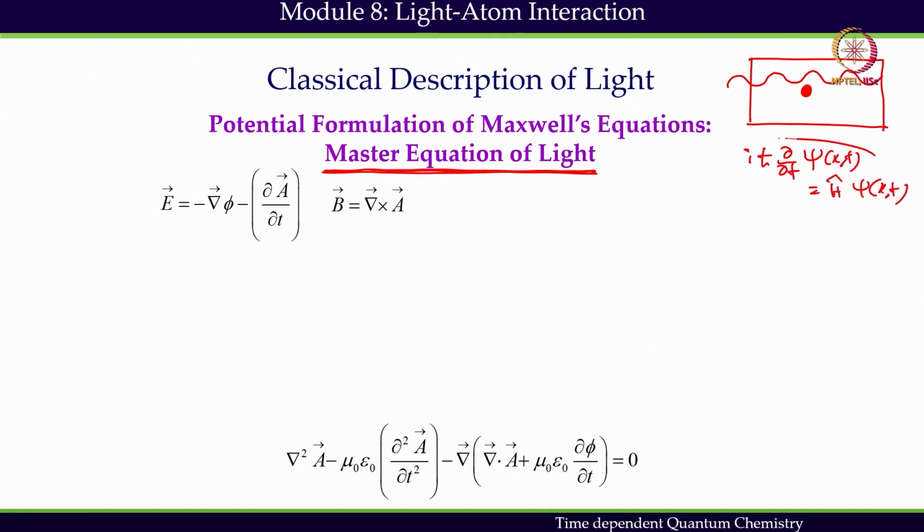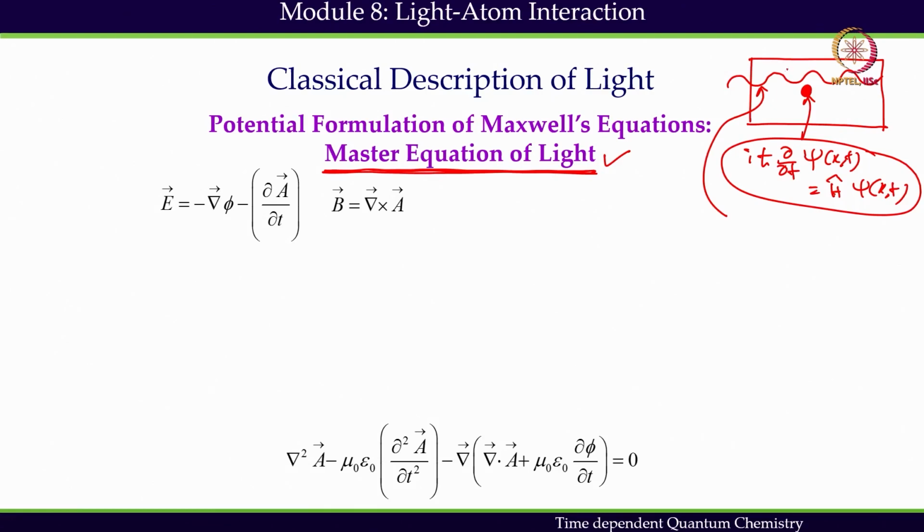So I have a clear idea now how to represent this atom, but then the question is, how do I represent this light going through the medium? For that representation, I need the master equation of light, which is representing the classical nature of the light. And for that only, all these formulations we are doing.